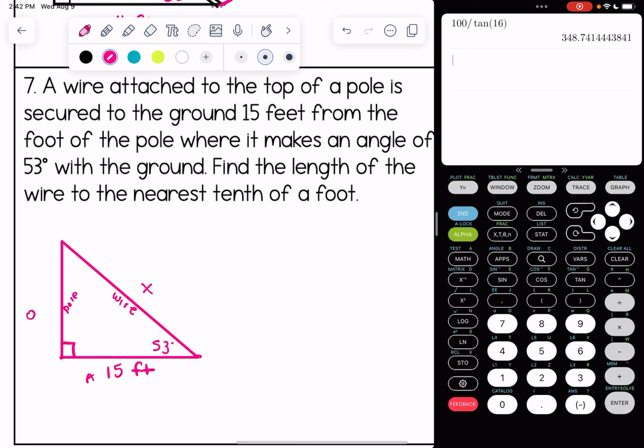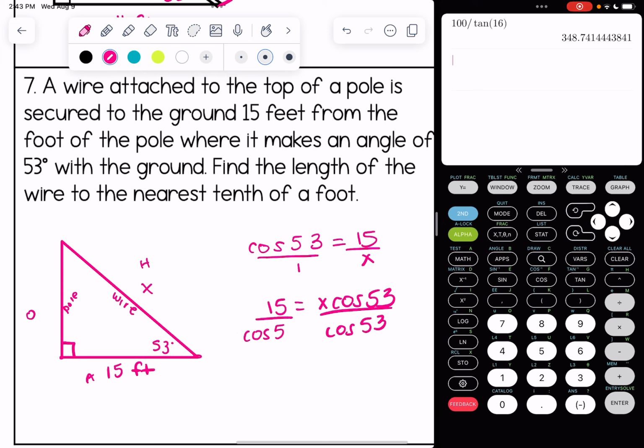All right, label your sides, and you'll see this is a cosine problem. So cosine of 53 is equal to 15 over x. Cross multiply. And we are going to have to divide here since we have a variable in the denominator. So 15 divided by cosine of 53, and we're looking to the nearest tenth, so we get that x is equal to 24.9 feet.